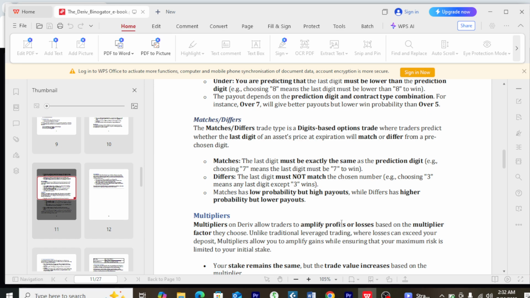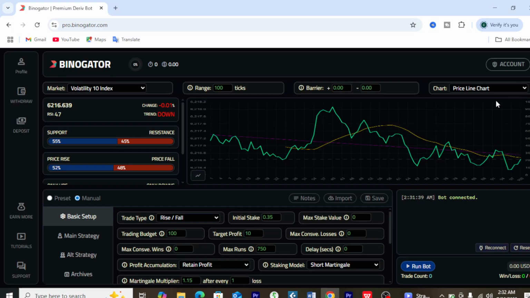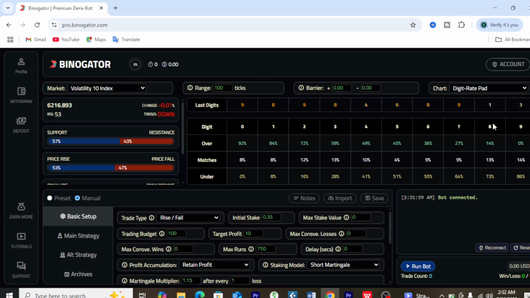So there are a few things that this ebook mentions. It mentions that there is a prediction digit that you must set. So let's come over to Binogator. I'll change this to the digit rate part. Know that this matches differs is a trade that you can use the digit rate part indicator to trade. So I'm going to come over to this indicator, and I'm going to look at this digit over matches and under. With my focus being on these matches.